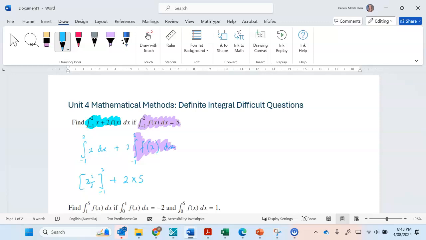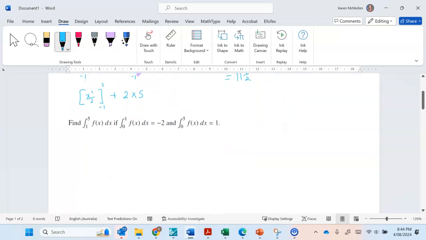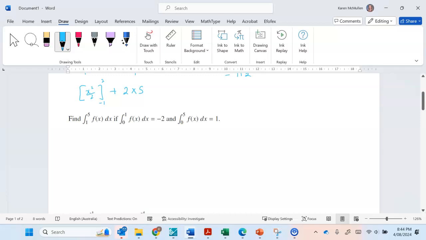Just completing your definite integral, you could do that on your calculator if you like, but it's not too hard to do by hand. So substituting in 2 minus the substitution of -1. If you're substituting in any negative numbers, it's probably a good idea to do it in brackets, just so you don't make any mistakes. All right, so we get 11.5, and you can just leave it as a mixed number. You don't have to convert it to an improper fraction or a decimal. You can if you want, but usually when we start changing things, that's when we make stupid errors.